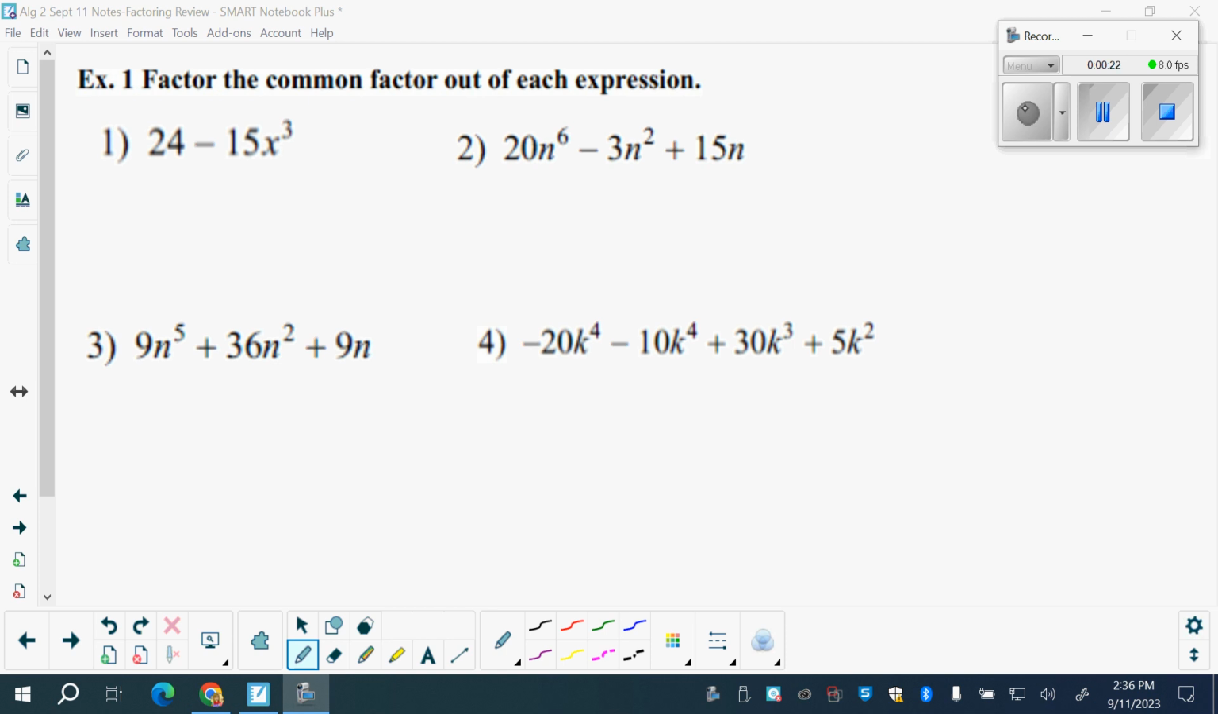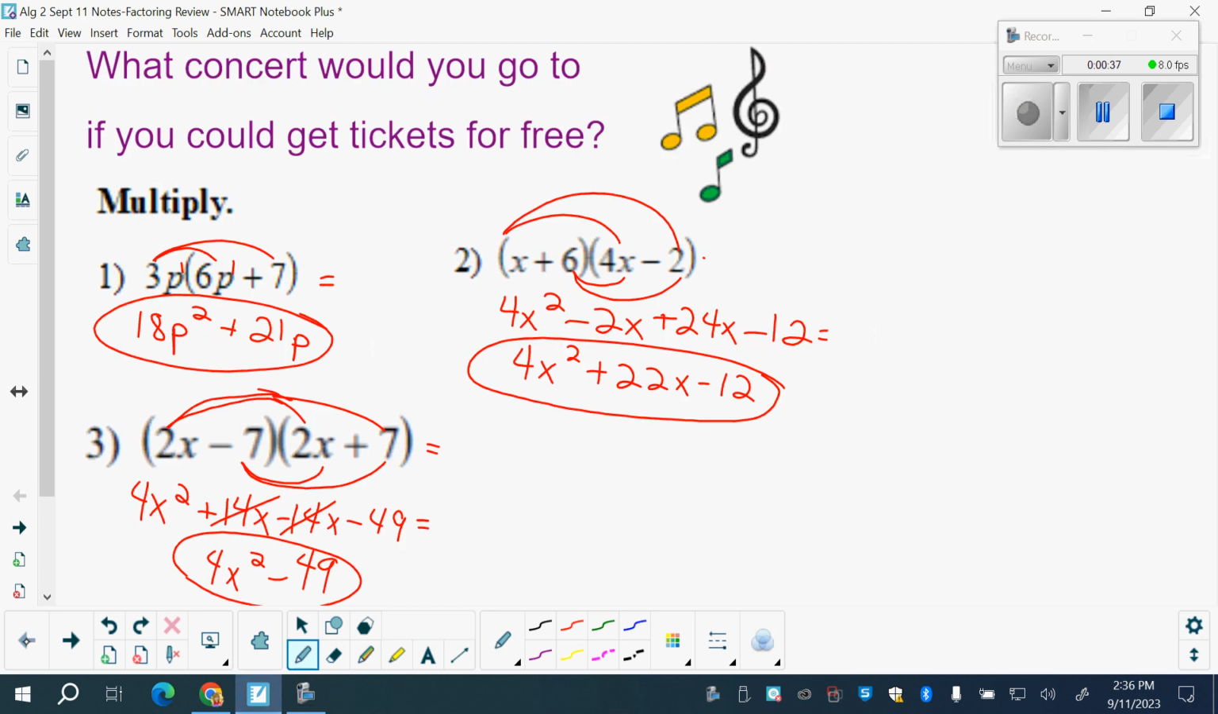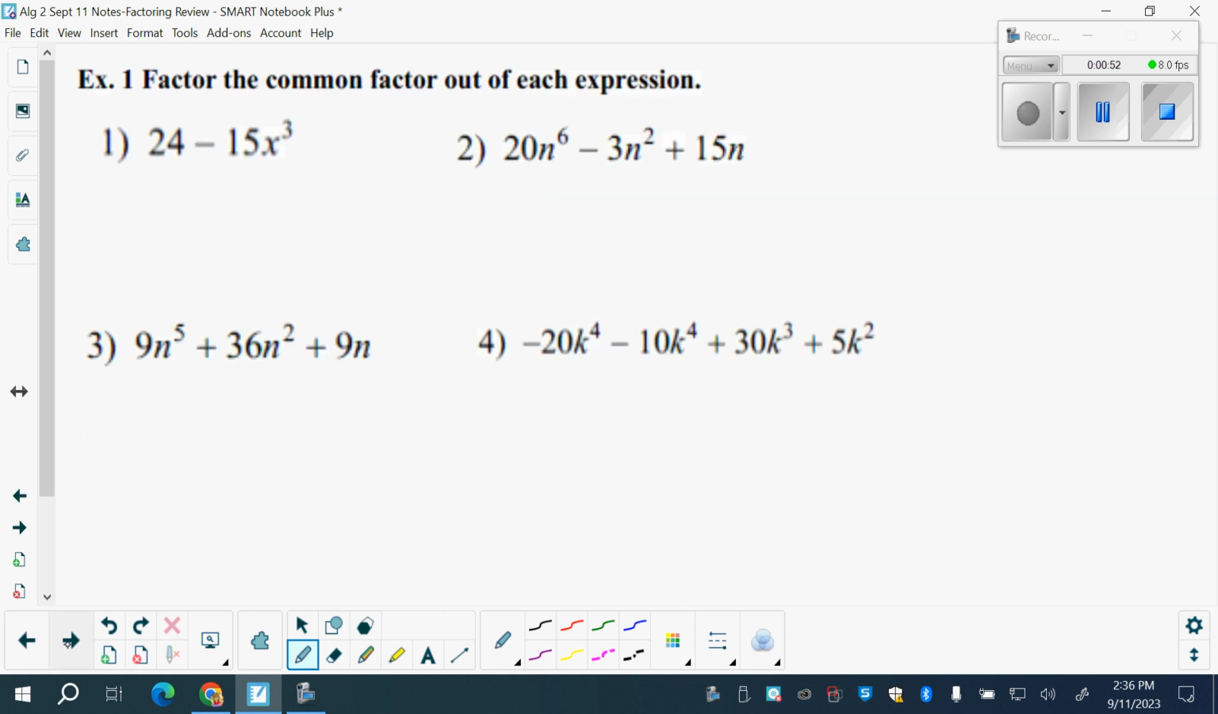So, on the warm-up, we were multiplying. Factoring is the opposite of multiplication. So we are undoing the multiplication when we are factoring. Okay, so it's the other direction. So let me go back to this here. So factoring is going from, let's say, this one right here, this 18p squared plus 21p, and going back to the question, from here to there. So we're going to do factoring today.